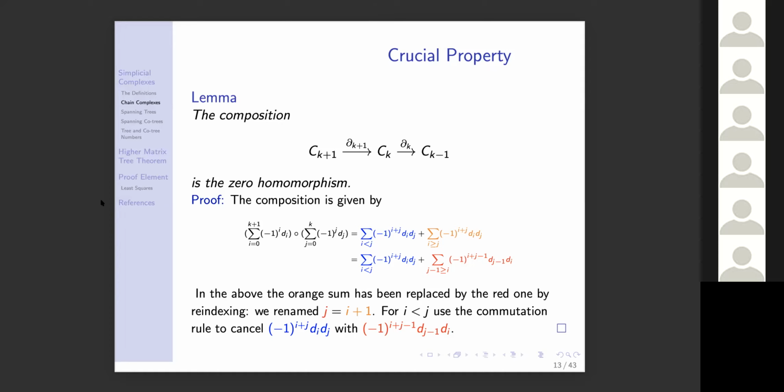So that's a crucial property. Any questions? Okay, some of you have seen this. If you've had some topology, algebraic topology, you would have seen this already.